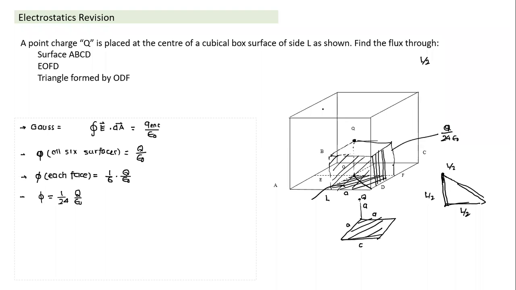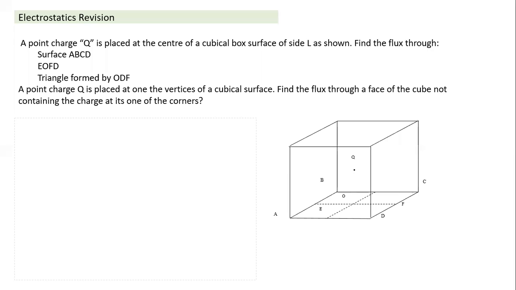So I can say if there's a cube here, whatever is the dimension, if charge is placed at one corner of the cube, there are three surfaces which will have zero flux, and there are three surfaces which will have equal flux. The three surfaces formed by the three sides passing through the point where the charge is placed have zero flux. All other three sides will have a flux Q by 24 epsilon naught, with charge placed at the corner. So these are very simple ones, easy ones, you need to remember.